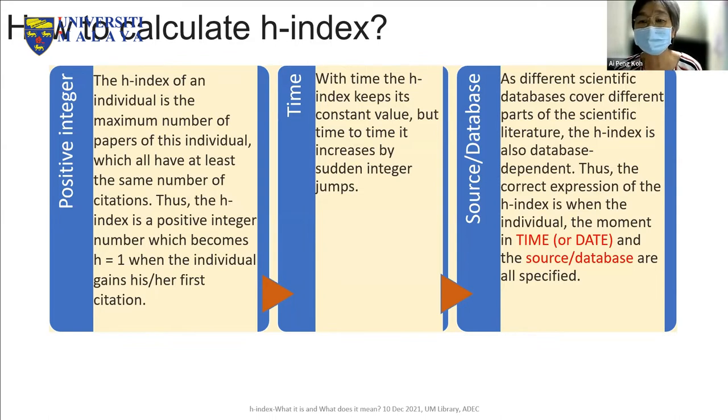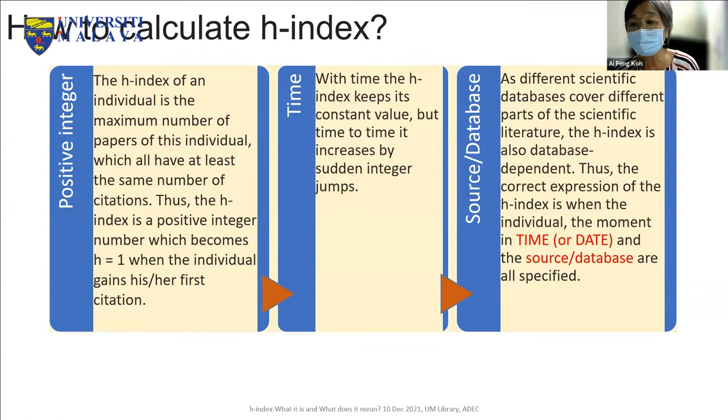And the source of database. Different scientific databases cover different parts of the scientific literature. When you publish in Scopus, they index more than 27,000 journals and also book series and conference proceedings. If you publish in Web of Science, they index around 20,000 journals, which means the coverage itself will make it a different set of citation counts, okay? So the H index is also database dependent.